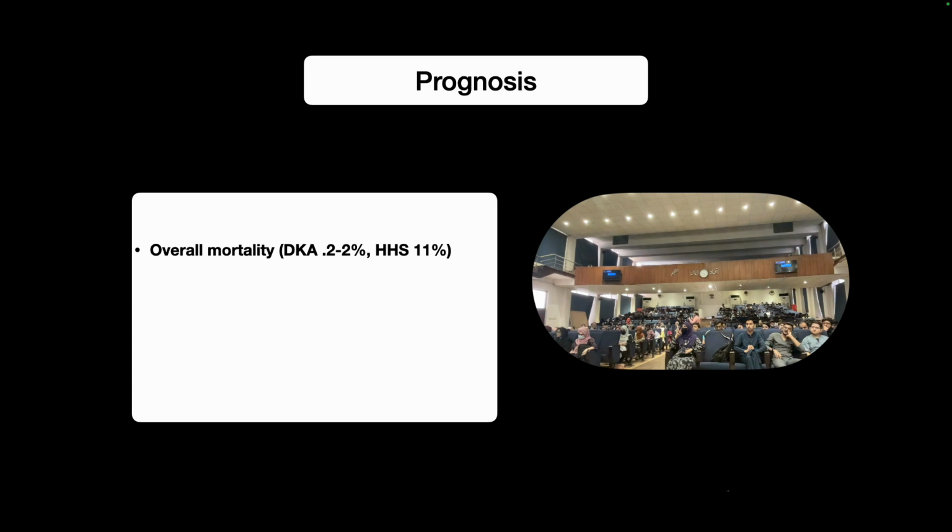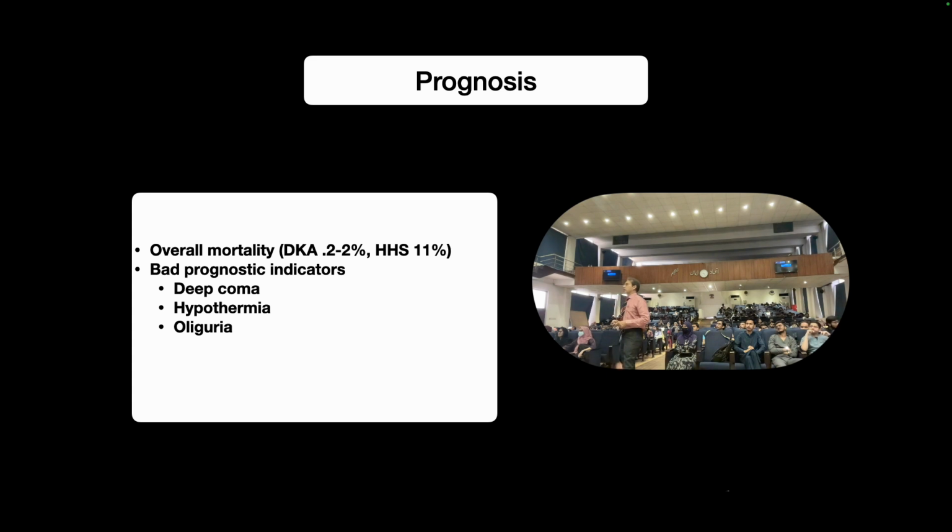So a larger number of patients with type 2 diabetes have or may have associated comorbidities like heart disease or kidney disease. While in type 1 diabetics, these complications may be less. They are younger patients. Type 2 patients are generally older, although we are having an epidemiological shift. So mortality may be high because of this reason. The bad prognostic indicators are deep coma, hypothermia, and oliguria. So this is about hyperosmolar state and diabetic ketoacidosis.